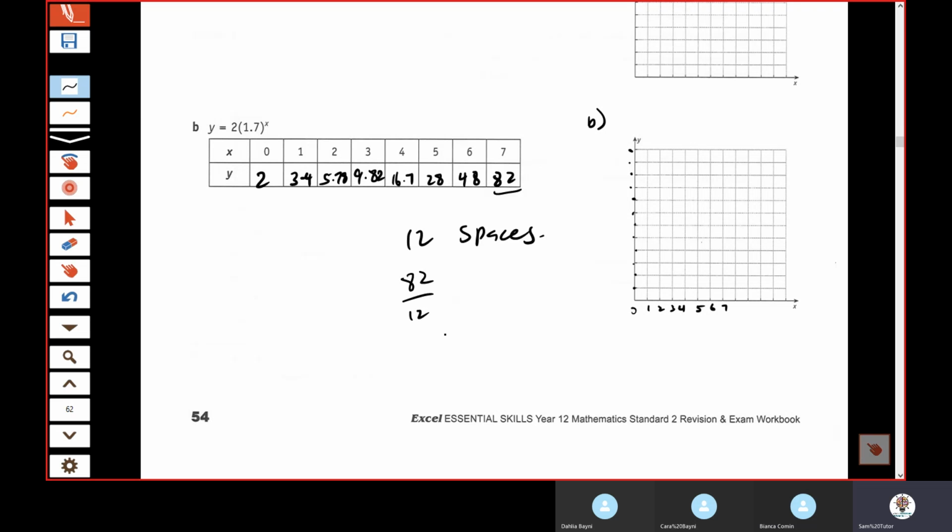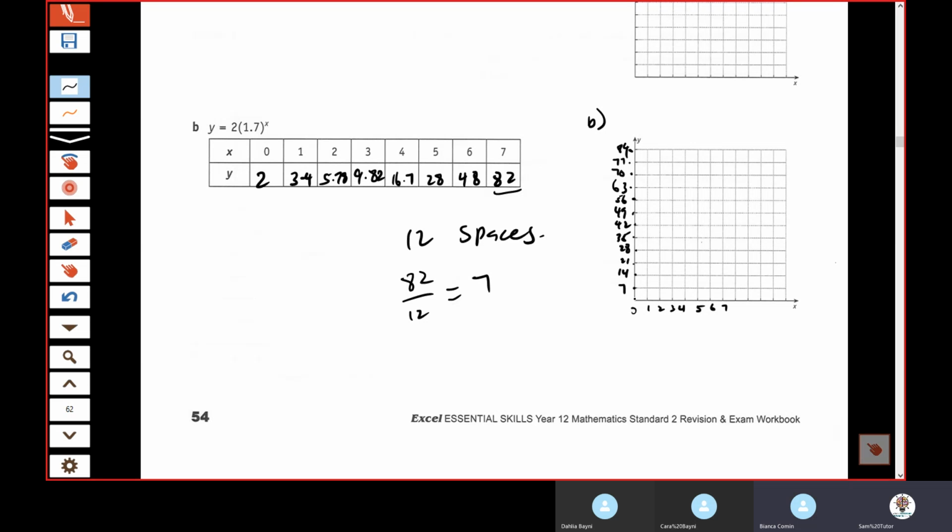That's all you can do. It's not going to be perfect, that's as good as it's going to get. So it's about 7. You're not going to write 6.8, so you're going to go 7, 14, 21, 28, 35, 42, 49, 56, 63, 70, 77, 84.